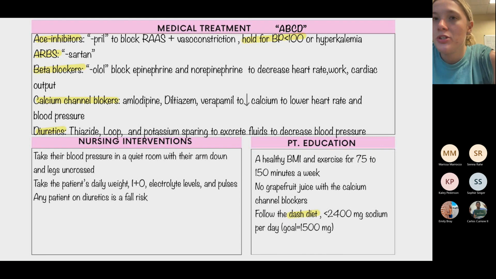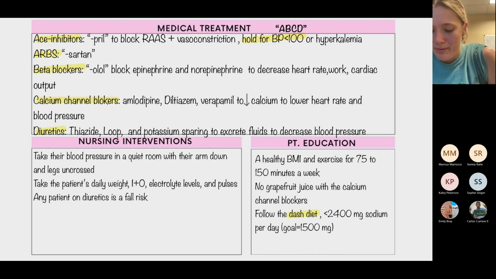So, what do we do for hypertension? We use, again, our cardiac cocktail, our ABCD: your ACEs, your ARBs, your beta blockers, calcium channel blockers, and diuretics. General cardiac med warning: always check your heart rate and blood pressure before you give cardiac medications, because the whole job of these meds is to lower heart rate and lower blood pressure, which is a-okay.